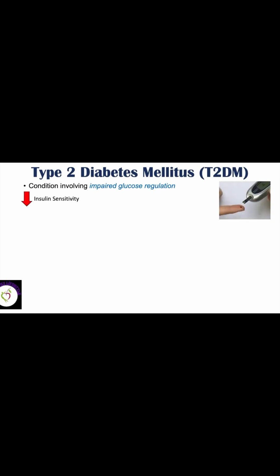signs and symptoms and associated conditions. We're going to talk about those in this lesson, but before we begin, let's talk briefly about what type 2 diabetes is. Type 2 diabetes is a condition involving impaired glucose regulation. So the impaired glucose regulation is a result of decreased insulin sensitivity or insulin resistance, which leads to decreased glucose tolerance and increased glucose levels.